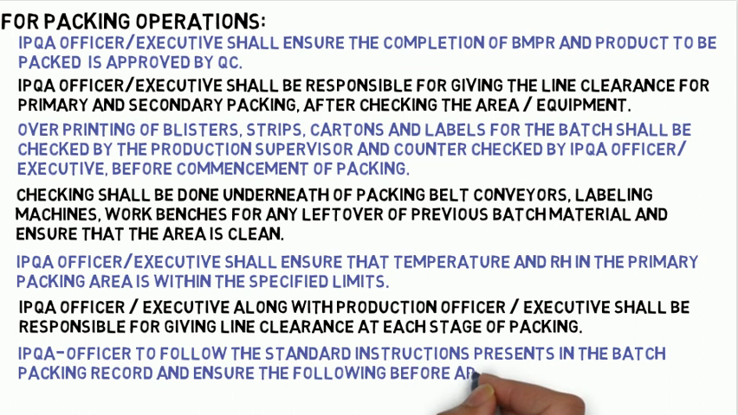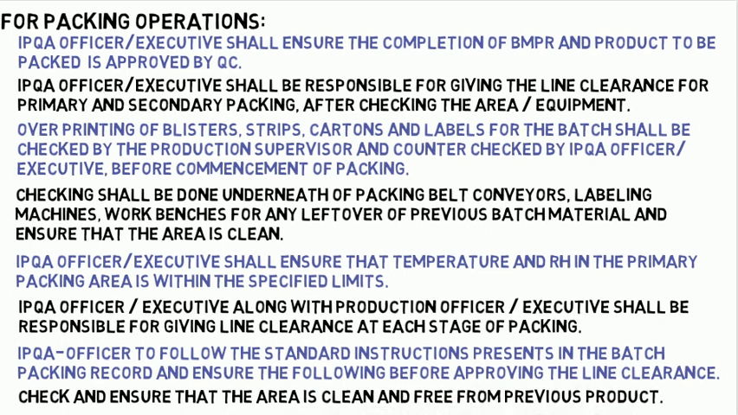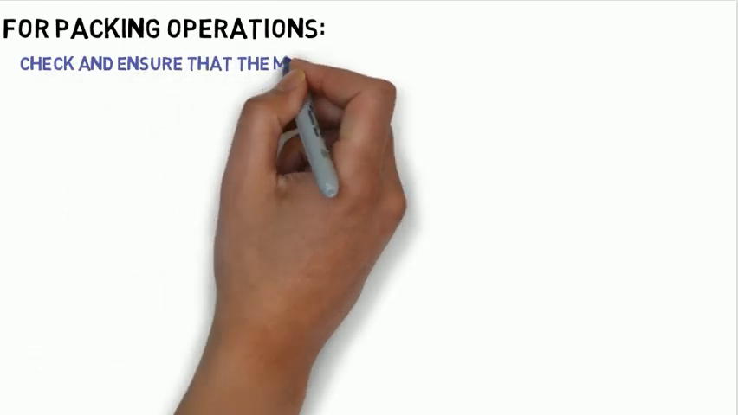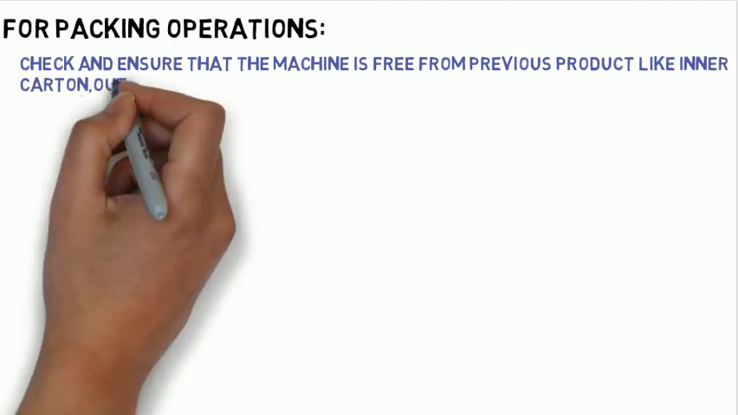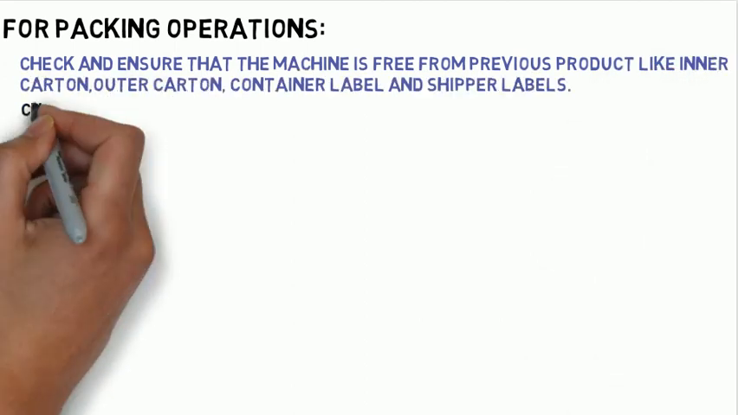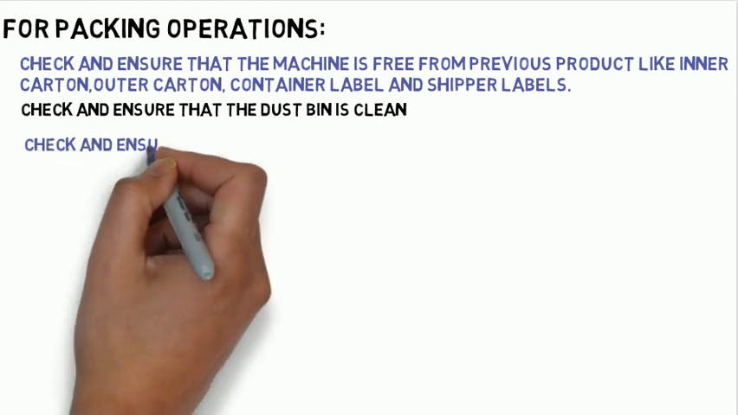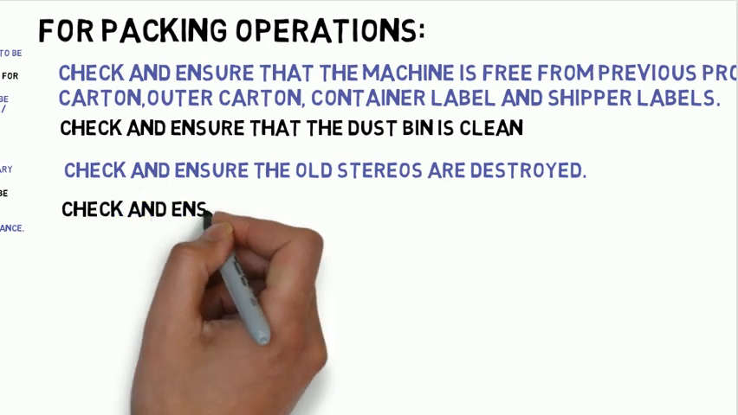Step 8. Check and ensure that the area is clean and free from previous product. Step 9. Check and ensure that the machine is free from previous product like inner carton, outer carton, container label and shipper labels. Step 10. Check and ensure that the dustbin is clean. Step 11. Check and ensure the old stereos are destroyed. Step 12. Check and ensure the correctness of to-be-coded stereos.